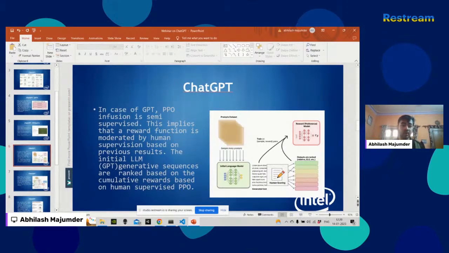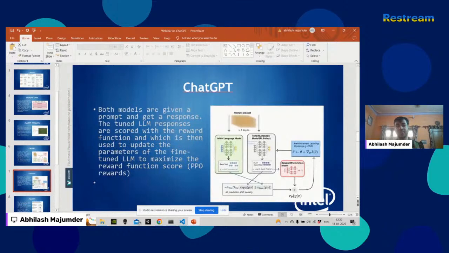Okay, and the next thing is that both ChatGPT models are given a prompt, and you are trying to get an output response from it. The tuned LLM responses are scored with the reward function, which is then used to update the parameters of the fine-tuned LLM. Now, if you see this complex part, the initial language model has this particular base text, which is trying to generate its Y output. And the tuned language policy, or the RL policy, which is the PPO network policy, is trying to generate something with the human RLHF feedback, right?